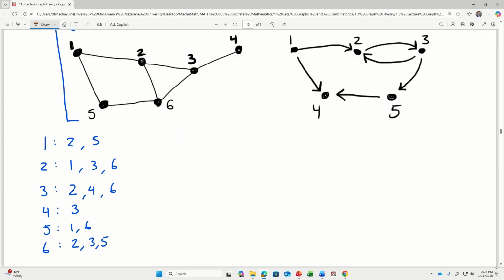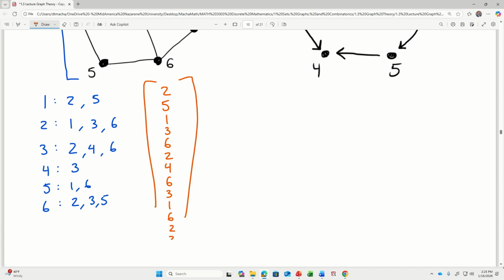But how do I convert this into computer speak? I would make one list that says 2, 5, 1, 3, 6, 2, 4, 6, 3, 1, 6, 2, 3, 5. I can store that list in computer memory. We'll call this list E for edges. And then I'll have another list, I might call it N for nodes.